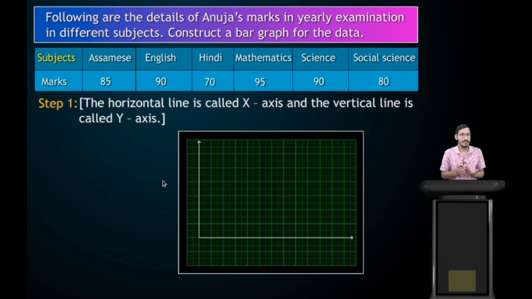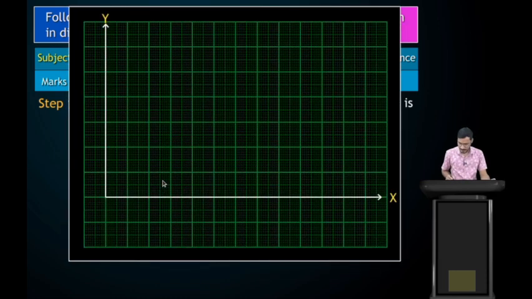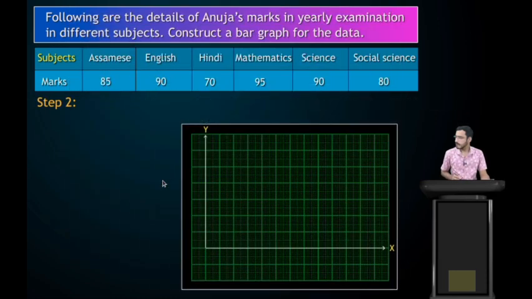The horizontal line is called the x-axis. You can see that is a horizontal line, the x-axis, and the vertical line is called the y-axis. You can see here the vertical line. So the vertical line is the y-axis. Yes, x and y.